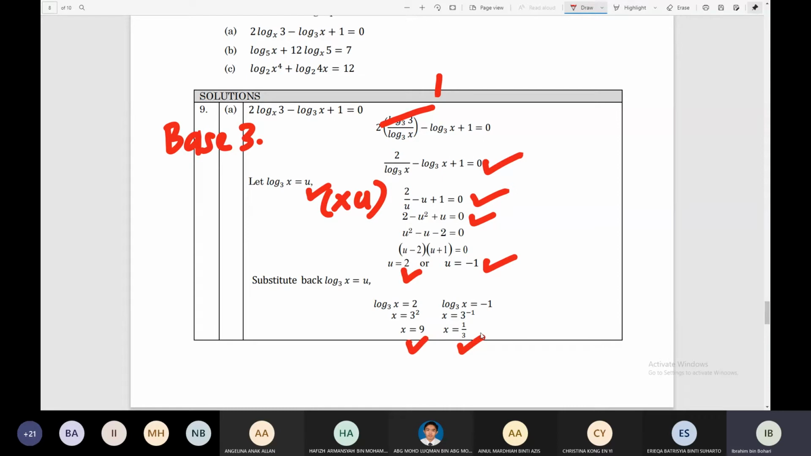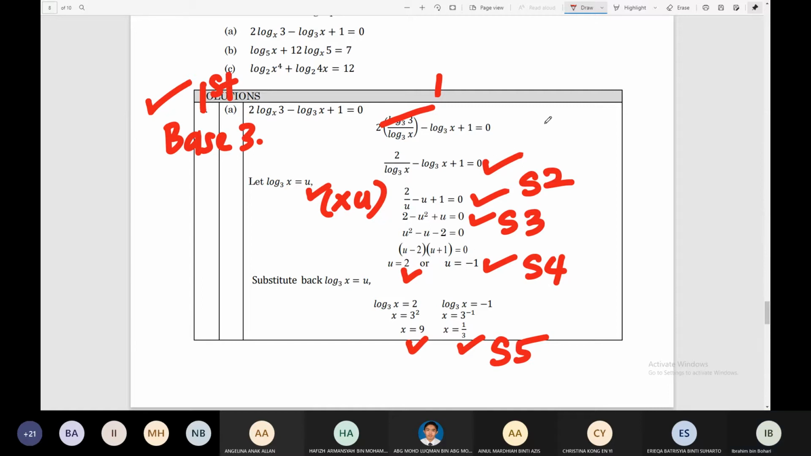1 over 3. Okay, dapat jawapan. Ini pun dia ada beberapa step lah. Yang first step, dicek balik this one dia punya base. Saya tunjukkan dia punya basic step saja. First, check the base, and then write down the equation in terms of u, and factorize the equation. This one find the value of u, and last you find the value of x. Okay, dia ada 5 step yang penting kat situ.